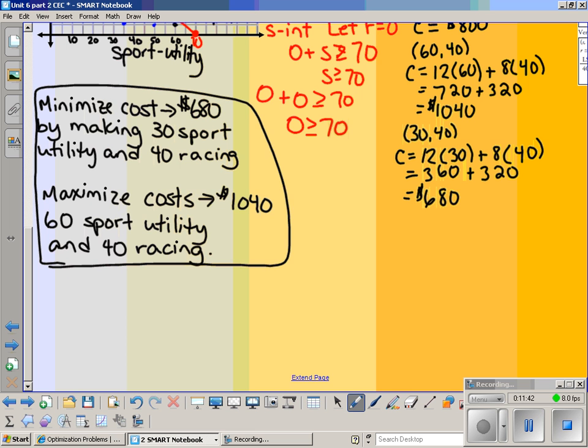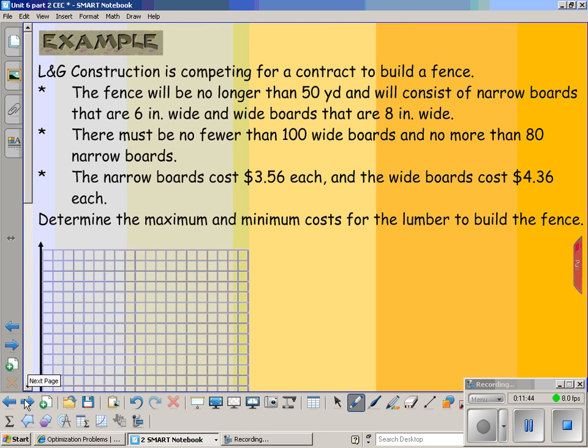All right, let's try another example. L&G Construction is competing for a contract to build a fence. The fence will be no longer than 50 yards and will consist of narrow boards that are 6 inches wide and wide boards that are 8 inches wide. There must be no fewer than 100 wide boards and no more than 80 narrow boards. The narrow boards cost $3.56 and the wide boards cost $4.36. Determine the maximum and minimum costs for lumber to build the fence.